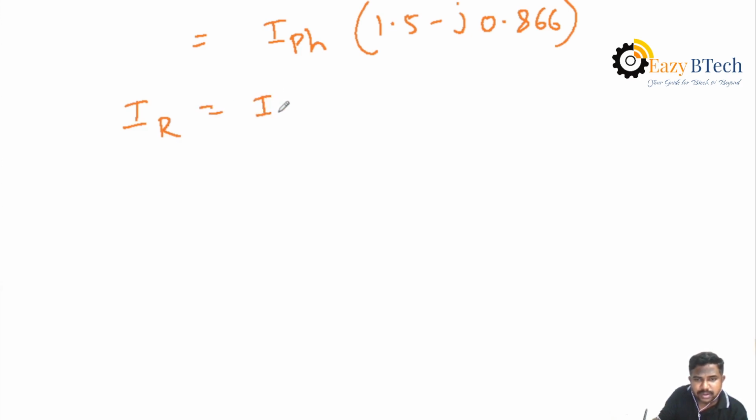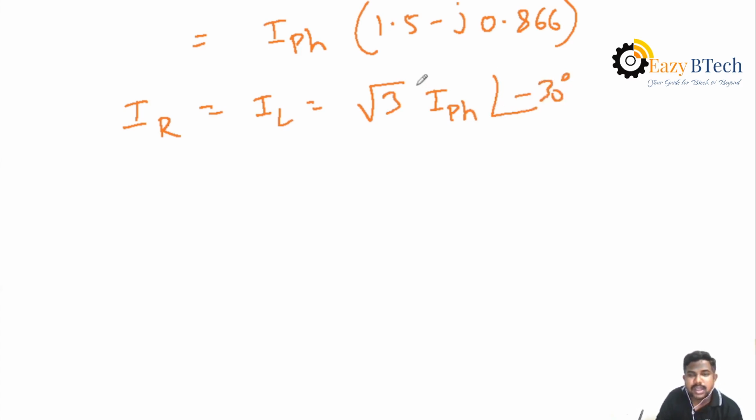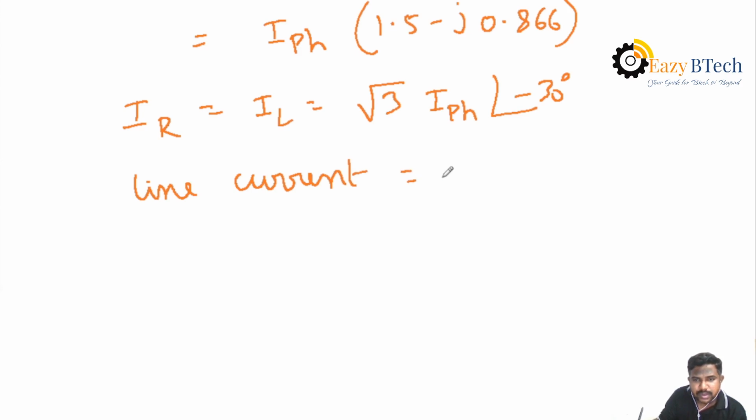We know IR is nothing but line current, that is equal to, we can change into polar form, root 3 IPH at an angle minus 30 degrees. So this is the equivalent polar form for the 1.5 minus 0.866. Then clearly observe here, that means in case of delta system, all line currents are equal to root 3 into phase current.